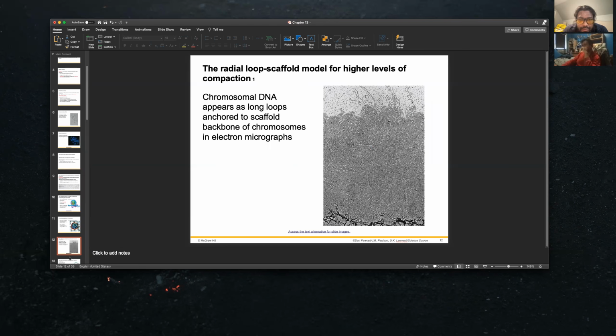The radial loop scaffold model for higher levels of compaction. So chromosomal DNA appears as long loops anchored to a scaffold backbone.